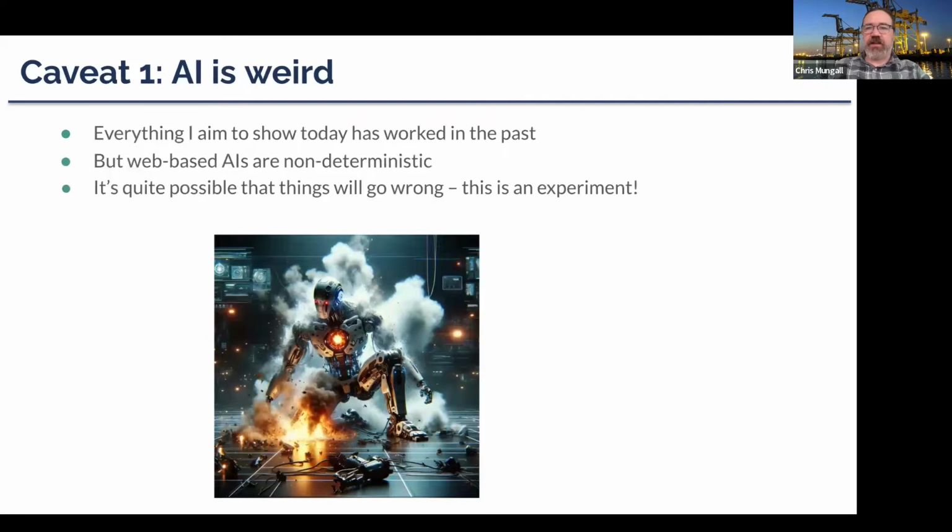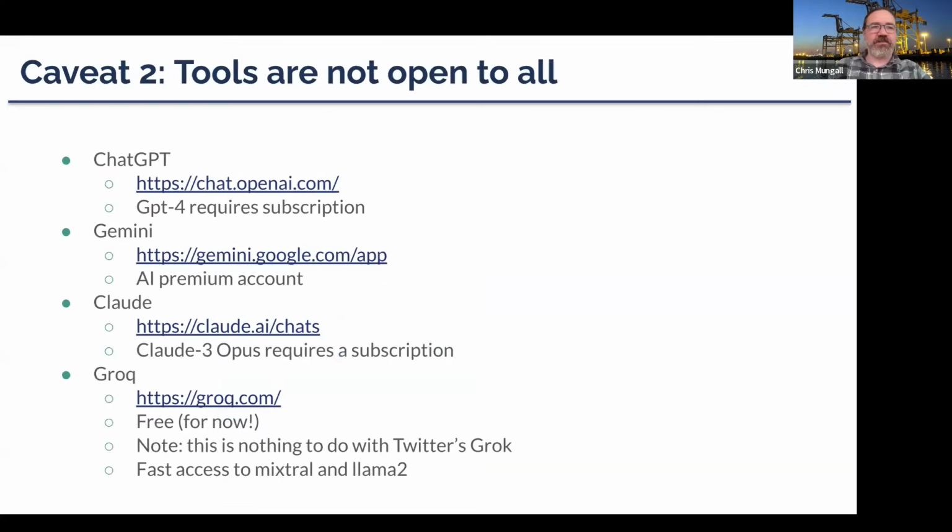A couple of caveats before we get started. The first is AI is weird and non-predictable and non-deterministic. Everything I'm going to show you today has worked in the past, and it works differently each time, but it generally works. But all this stuff is non-deterministic. It's quite possible things will just not go as planned, and we'll get back weird answers that don't make any sense. But I think this is an experiment, and this is part of the reality of using these tools. So even if this does happen, I think it could be instructive.